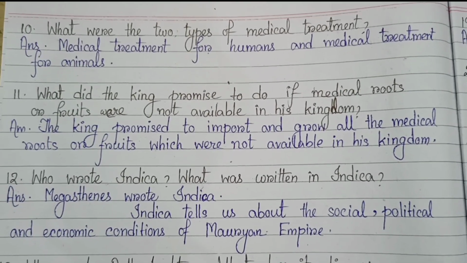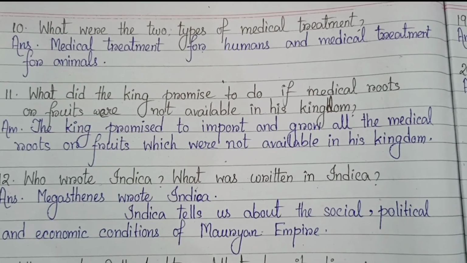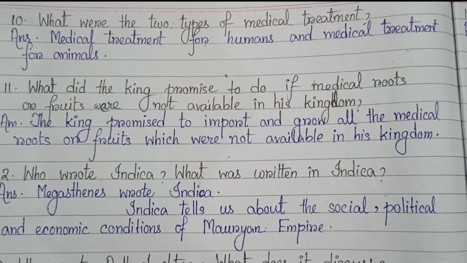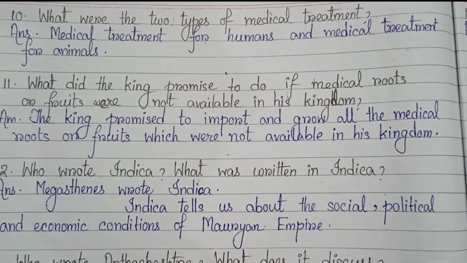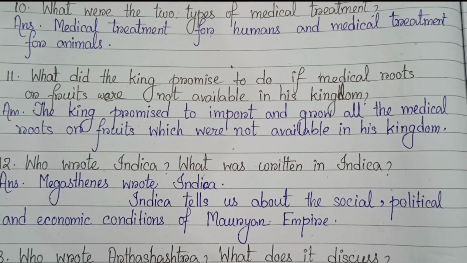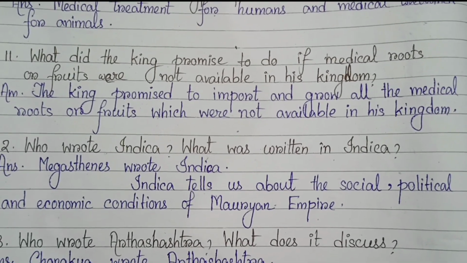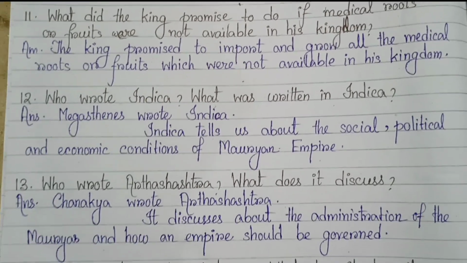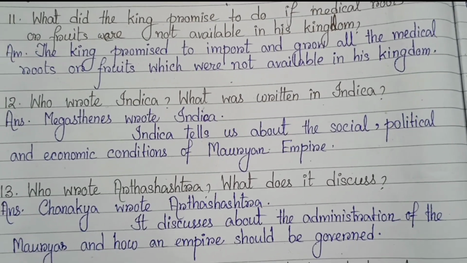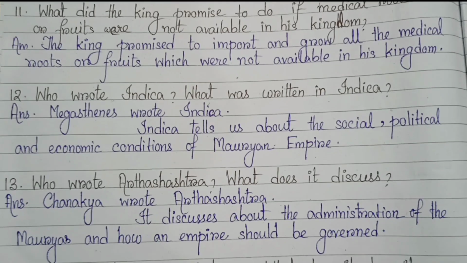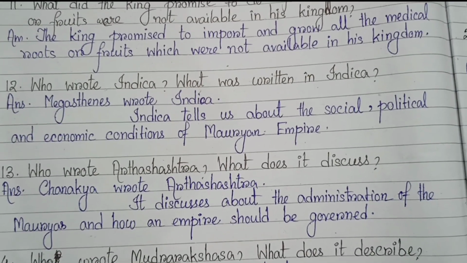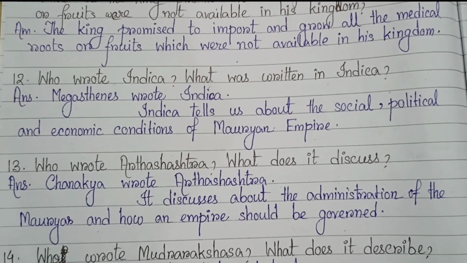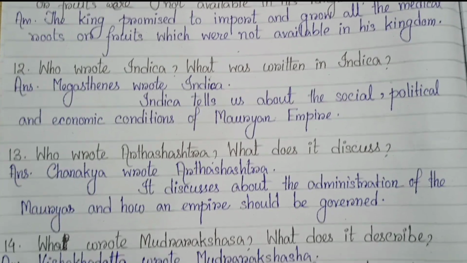Number 11, what did the king promise to do if medical roots or fruits were not available in his kingdom? The king promised to import and grow all the medical roots or fruits which were not available in his kingdom. Number 12, who wrote Indica? What was written in Indica? Megasthenes wrote Indica. Indica tells us about the social, political and economic conditions of Mauryan Empire.